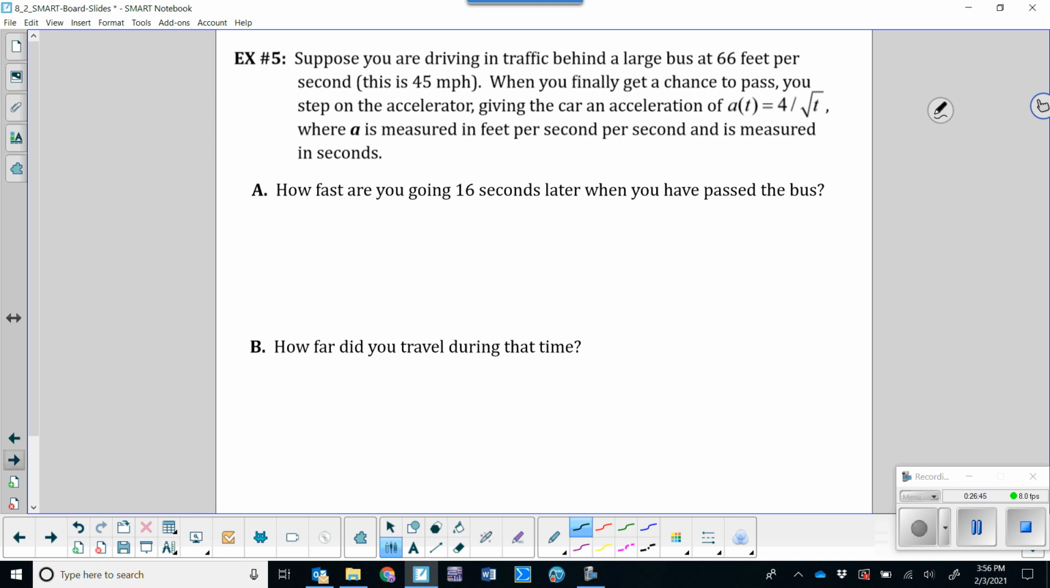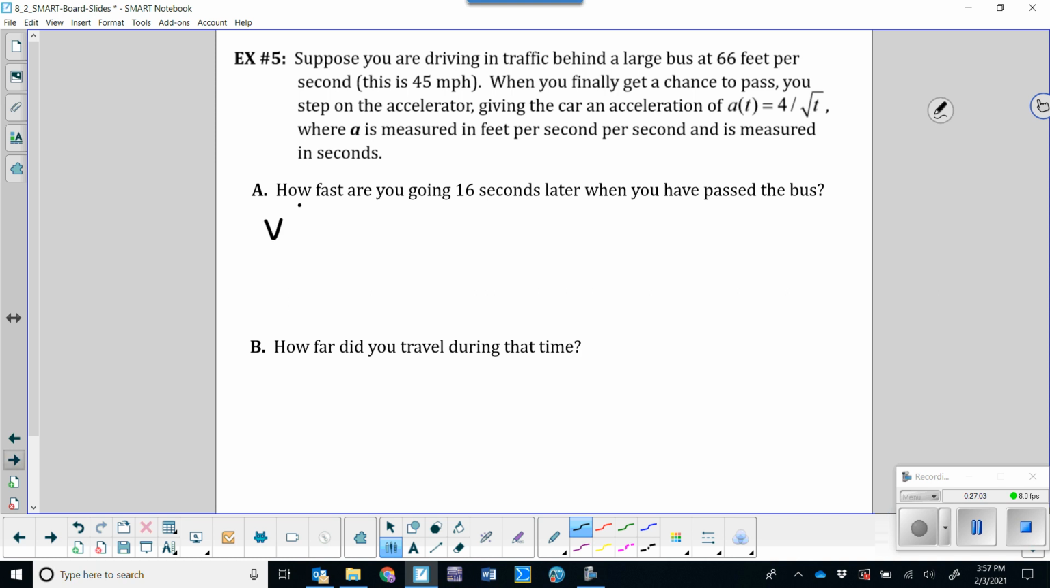Where a is measured in feet per second, and t is measured in seconds. I think they left the t off of there. On this paper, it's supposed to say t is measured in seconds. How fast are you going 16 seconds later when you have passed the bus?